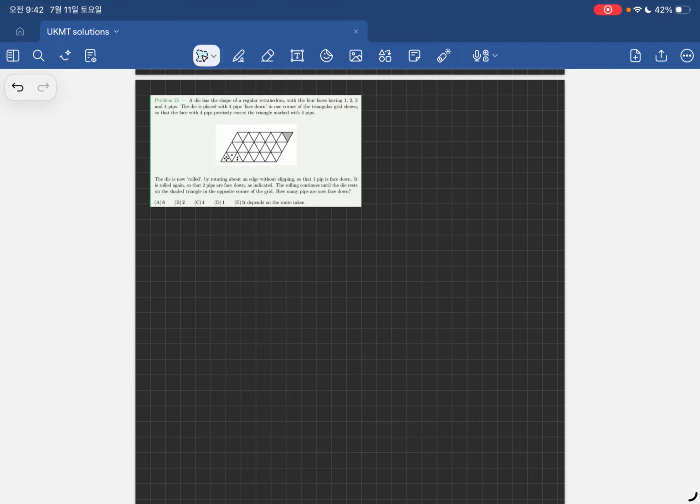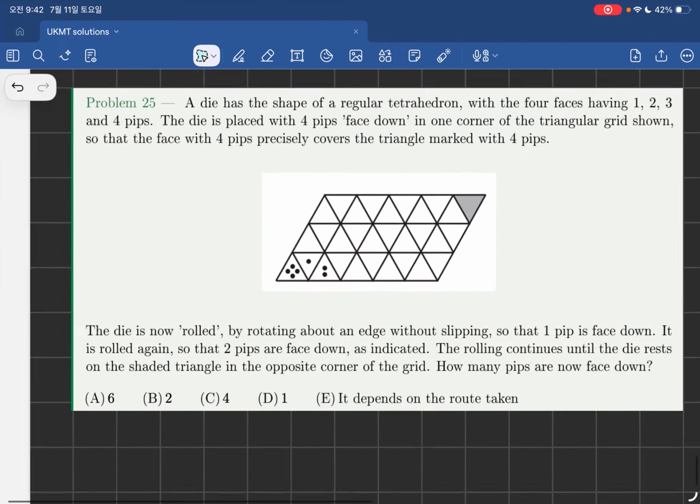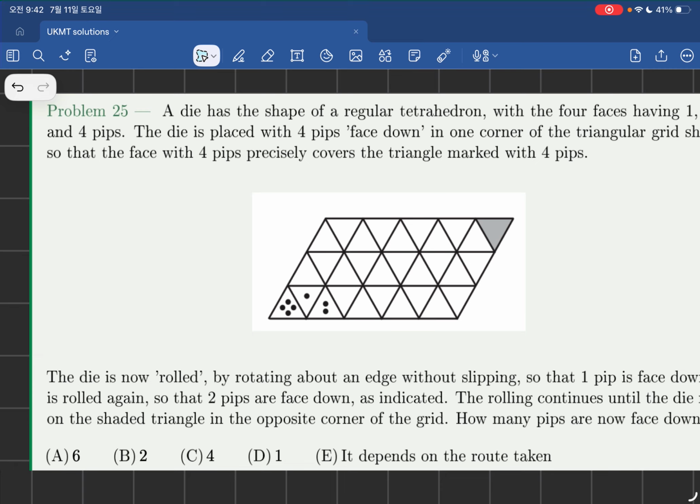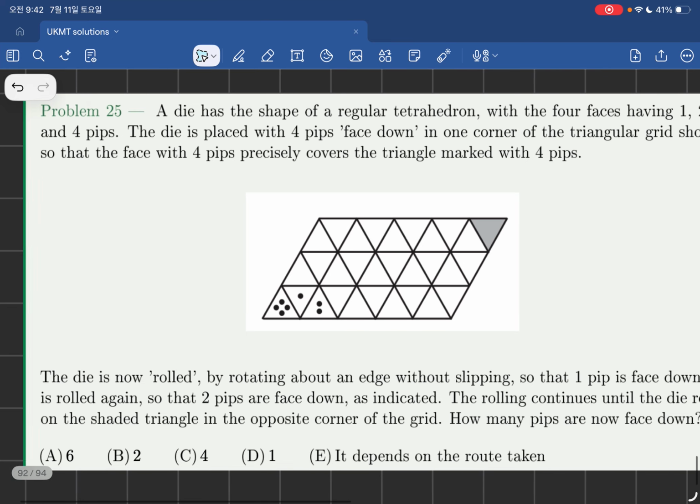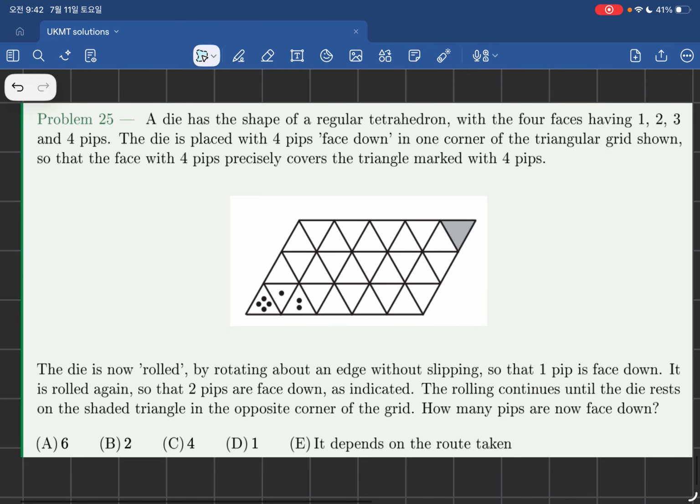Hello everyone, today we're going to solve set 7, problem 25. A die has the shape of a regular tetrahedron, with the four faces having 1, 2, 3, and 4 pips. The die is placed with 4 pips face down in one corner of the triangular grid shown, so that the face with 4 pips precisely covers the triangle marked with 4 pips.